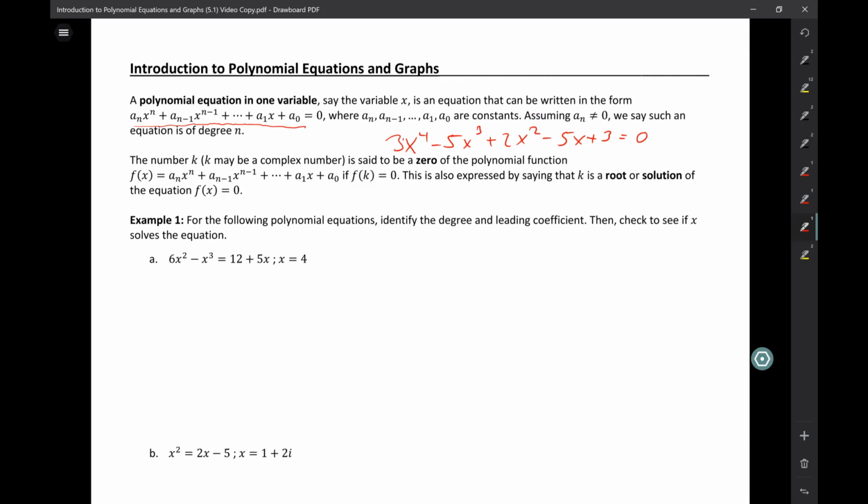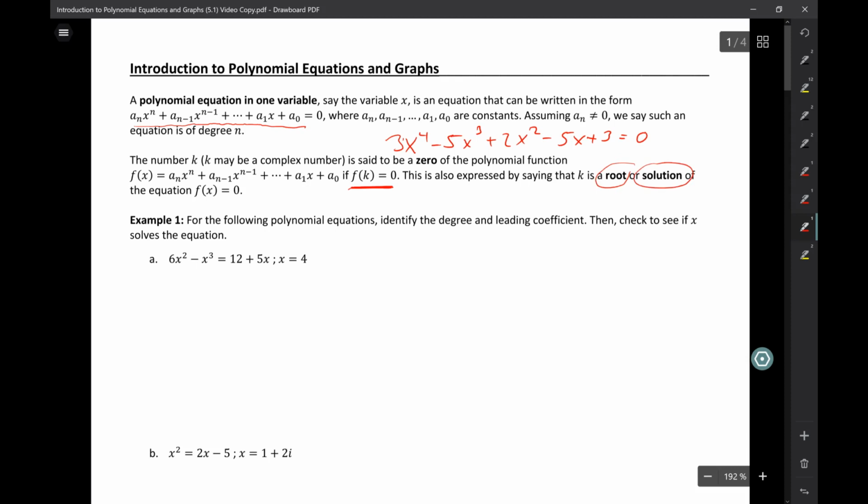Now, the number k is said to be a 0 of the polynomial function if f of k is equal to 0. In other words, if you substitute in k everywhere you see an x, you will get 0 for the entire equation. If you are dealing with real numbers, a 0 is the same thing as an x-intercept. However, if it's a complex number, then it's no longer an x-intercept, we just call it a 0. We also call these things roots or solutions as well.